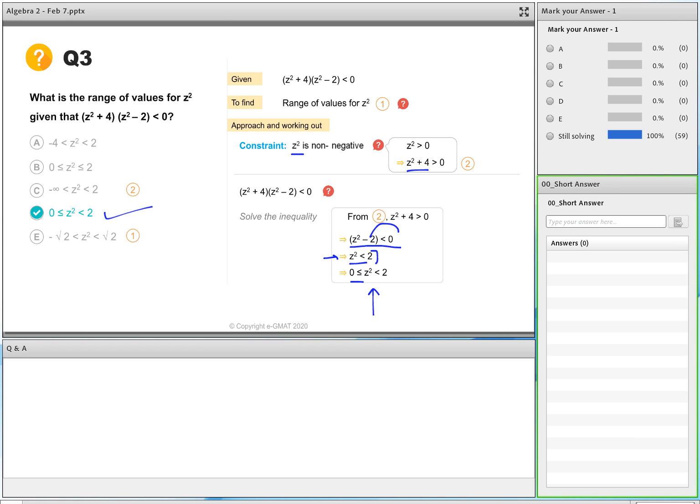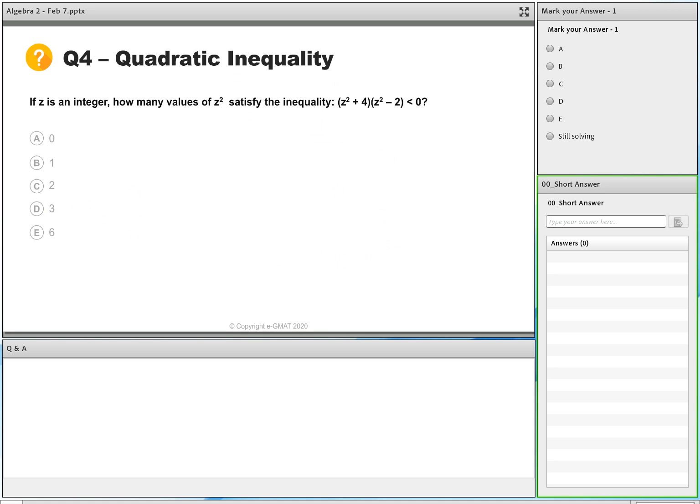Okay, I have 59 people. Let's get another one. All right, let's get 60 people, please. I have 59. All right, I have 60. So I'm going to stop broadcasting the results. Let's go to question number 4 here on your screen.